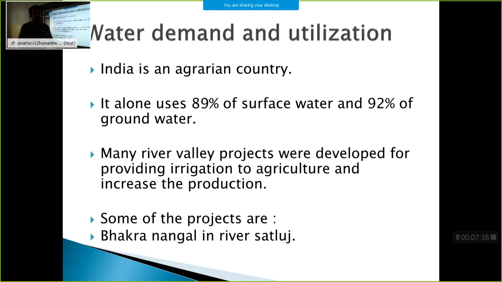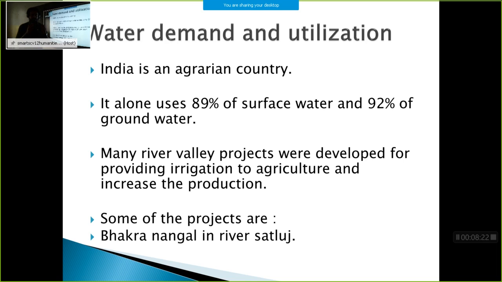The 60% of India's GDP depends upon agriculture. We are just hearing these numbers from our childhood. Actually, India is an agrarian country. So definitely India needs a lot of water for doing agriculture, right? It alone uses 89% of surface water and 92% of groundwater. So you can see the total amount of water used for irrigation is 89% of surface water and 92% of groundwater. Okay.